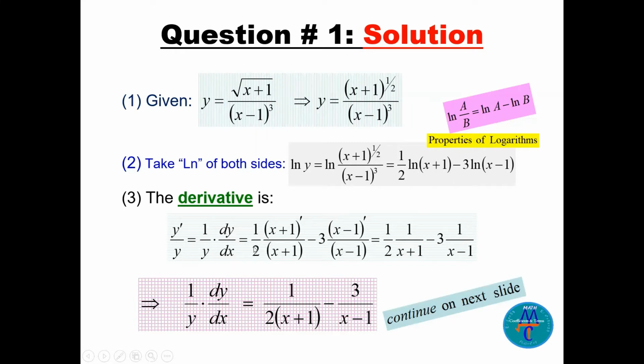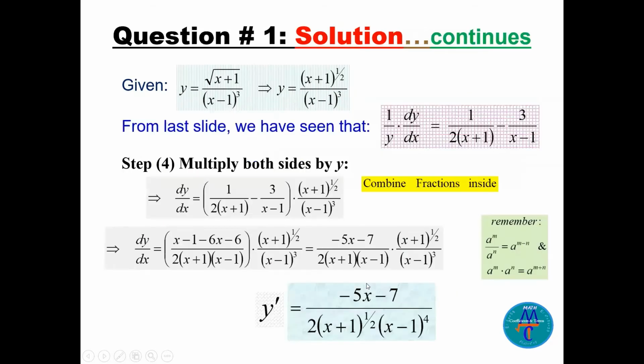Just simplify that. It will be half here. The derivative is 1 over x plus 1 minus 3. The derivative also of x minus 1 is 1. So we have 1 over y, dy over dx will be 1 over 2 in the bracket, x plus 1 minus 3, see 3 here, divided by x minus 1. So let's simplify here on the right side. Okay. So now this is what we get from the last slide here.